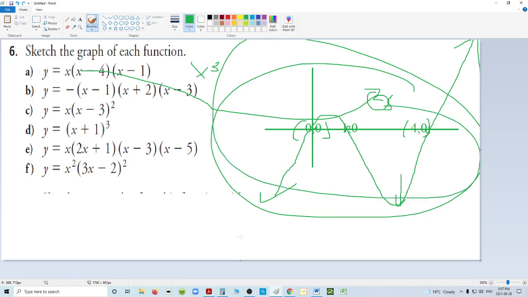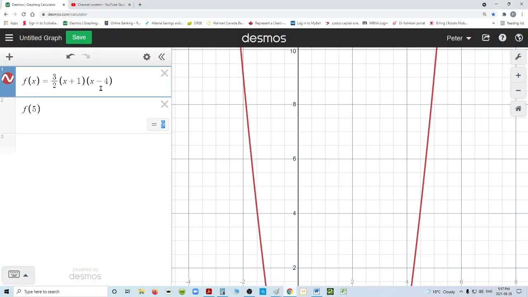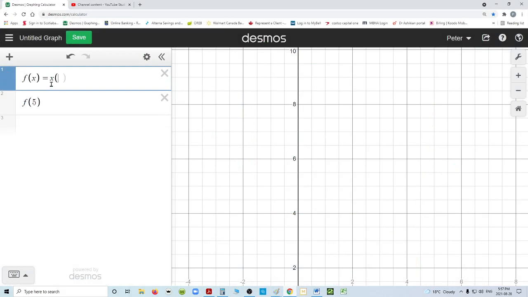And you can see you can get a lot of information that way, and then always throw it back into your Desmos.